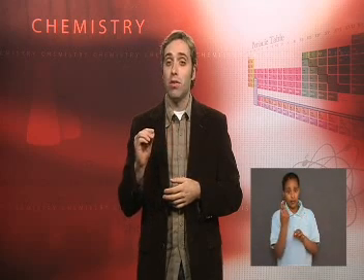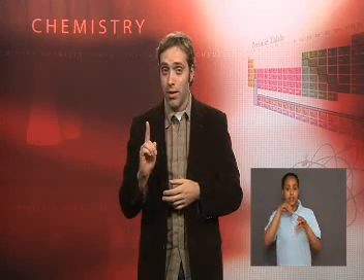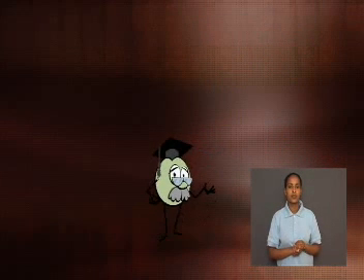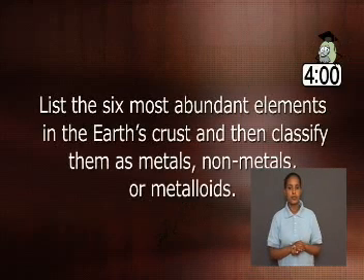Students, let us do another activity. Please list the 6 most abundant elements in the Earth's crust and then classify them as metals, nonmetals, or metalloids. Students, let's get ready. Begin.